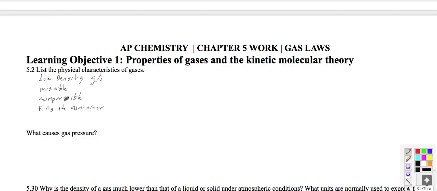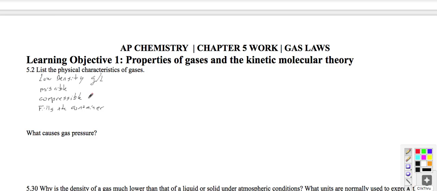They're compressible. If you think about gas molecules being very far apart from each other, that means that they can be squeezed back together so that they're closer together. And eventually, if you squeeze them enough, they're going to turn into a liquid, and then further on you can maybe possibly even get them into a solid.